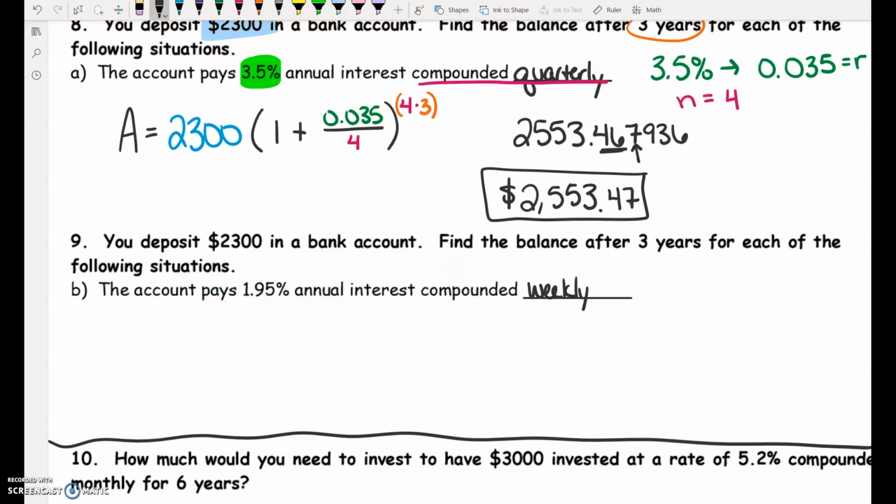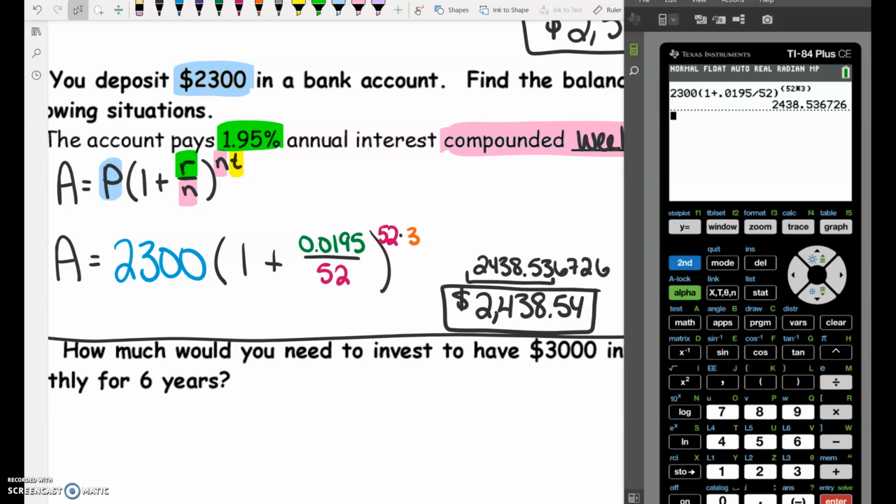Give number 9 a try on your own. And here is the results for that problem. If you're having trouble with how to get this into your calculator correctly, let me know. I can do a live session with you and help you figure out exactly how to enter this correctly into your calculator.